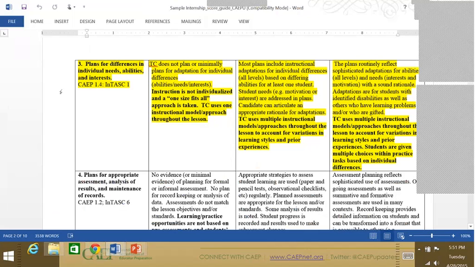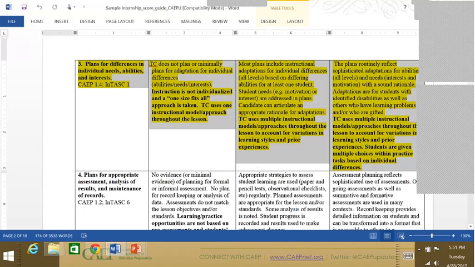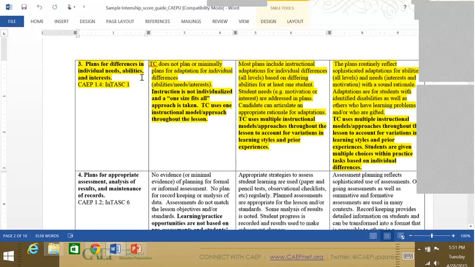And what I consider important here is that this darkened area of this particular rubric really highlights the aspect of the performance that's very explicit in terms of what the expectation is. So the area for competency is planning for differences. And the first part of the rubric says they do not plan or minimally plan.